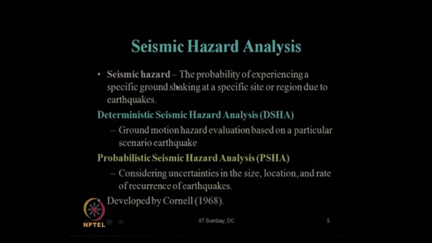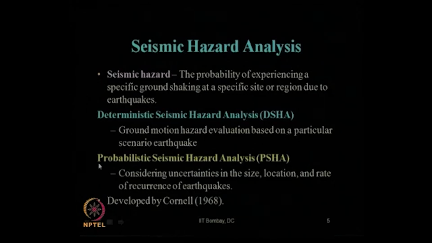So, seismic hazard analysis can be done through two basic major methods. What are those two major methods? One is called deterministic seismic hazard analysis. In short, it is called DSHA, taking their initial letters, which is nothing but ground motion hazard evaluation based on a particular scenario earthquake. On a particular scenario earthquake, that is the important part we should note.